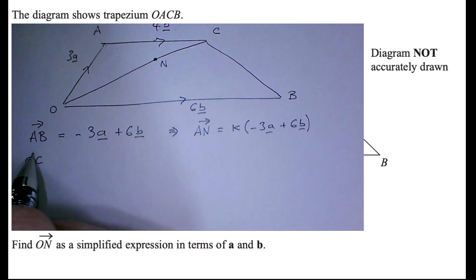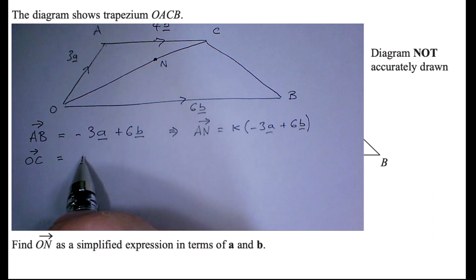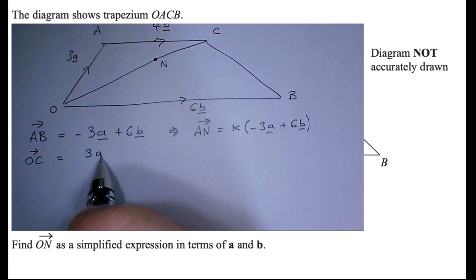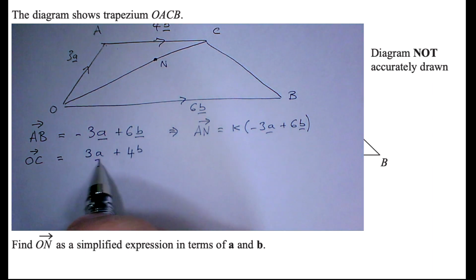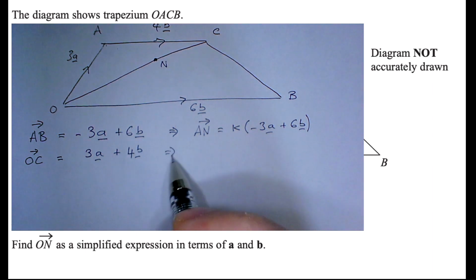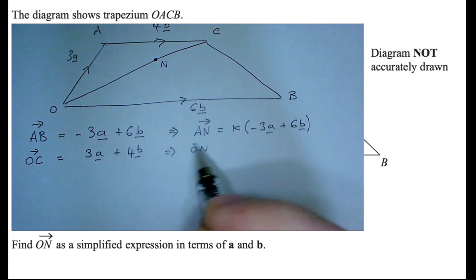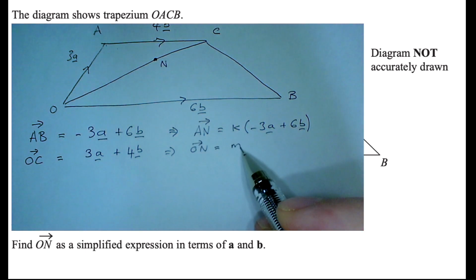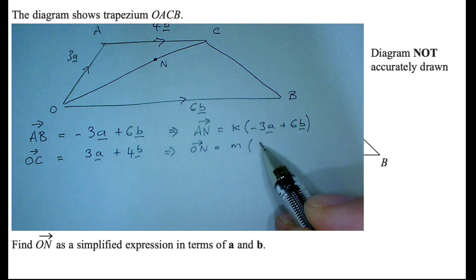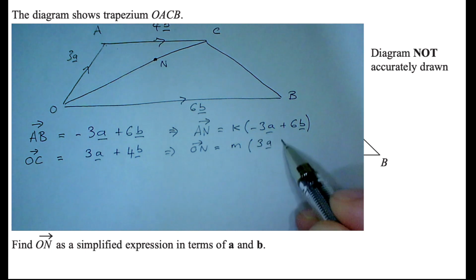So the path O to C, how do you get from O to C? 3a plus 4b, isn't it? So if I want to get from O to N, it's going to be some other fraction of O to C. I'll call that m. Okay, so there we have it.